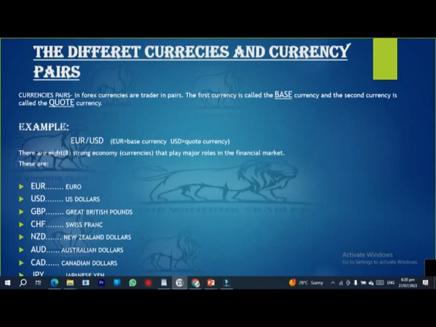And then we have the GBP, that's the Great British Pound for the Britons. And then we have the CHF, the Swiss franc. And we have the NZD, the New Zealand dollar, for the New Zealand people. We have the AUD, that is the Australian dollar. And then we have the CAD, the Canadian dollar. We have the JPY, that is the Japanese yen. So these 8 economies play strong roles in the forex market. These 8, please note this.